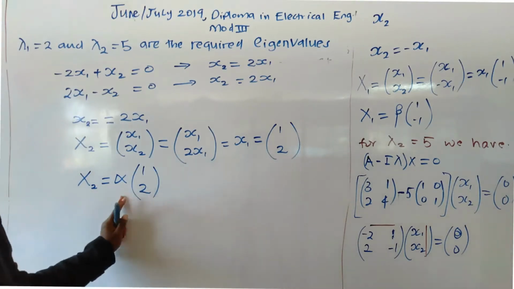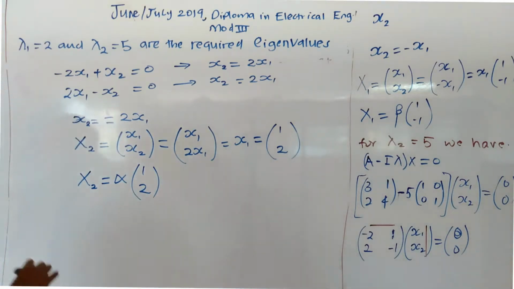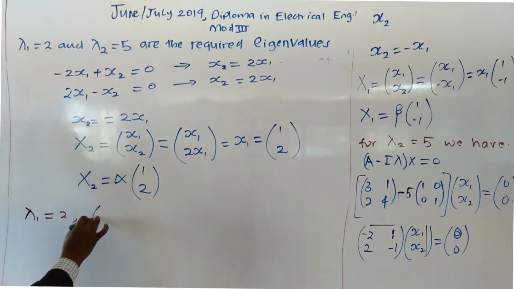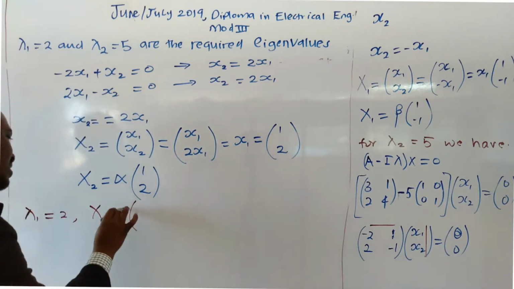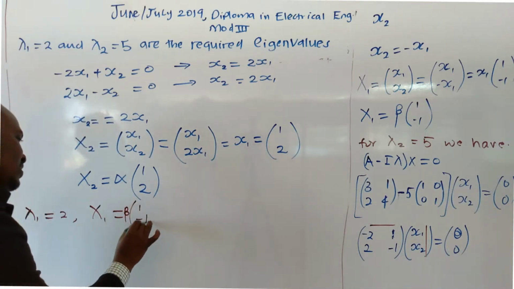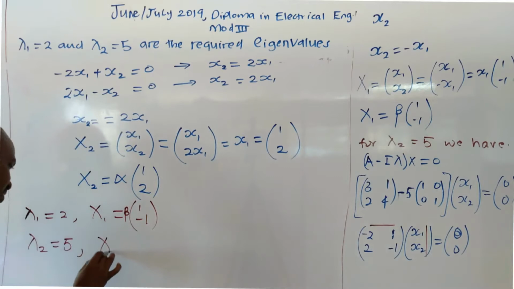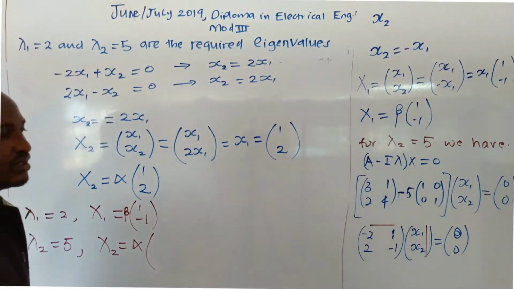And therefore, the required eigenvalues and eigenvectors are: lambda 1 is equal to 2, with x1 equal to beta 1 times (1, negative 1). We have lambda 2 is equal to 5, and the second eigenvector is equal to alpha times (1, 2).